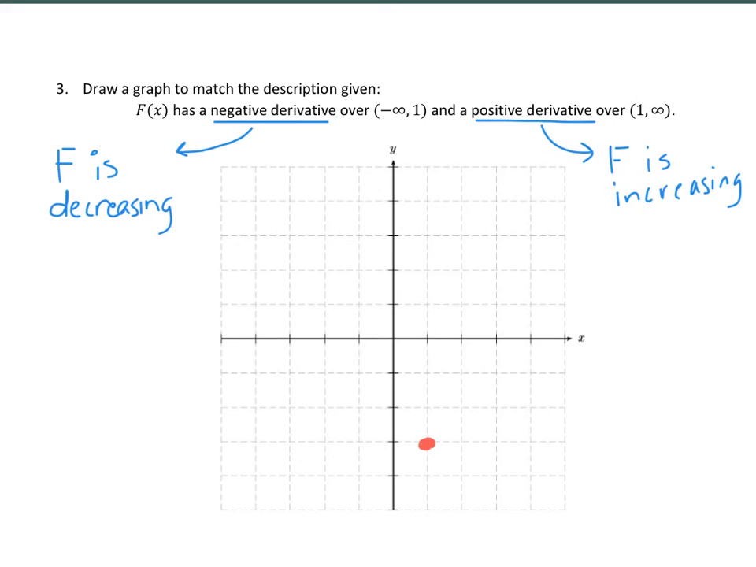Next, we want to graph our function with a negative derivative. So we want it decreasing on the interval negative infinity to 1. And then from 1 to infinity, we want our function increasing so that our derivative is positive. So here's one possible answer for this description.